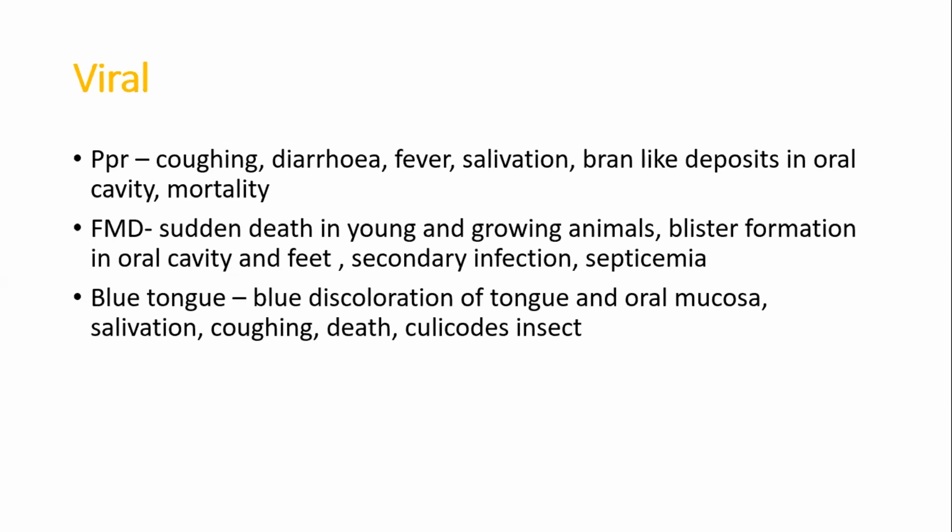Blue tongue is also there. There is a discoloration of the tongue, then the presence of hemorrhages on the oral mucosa or the papillae, then salivation, coughing, and death. And as we know, it is transmitted by the culicoides insect.